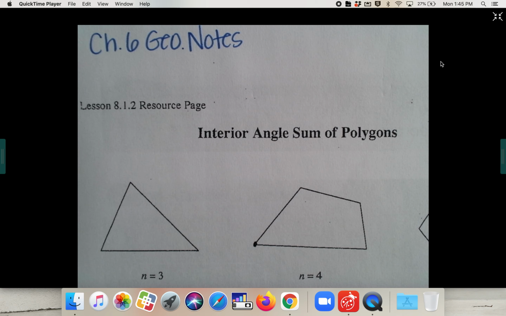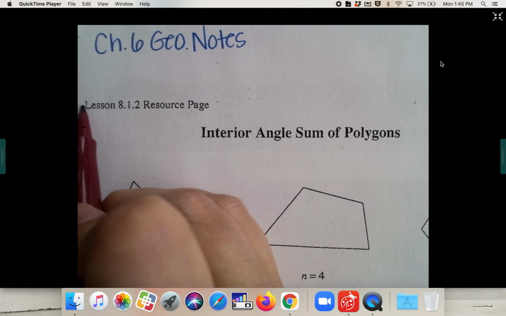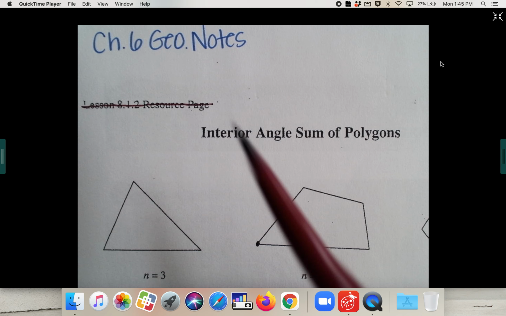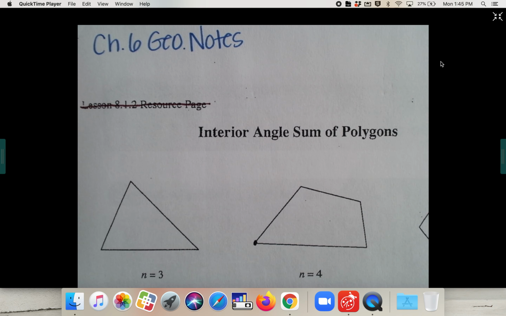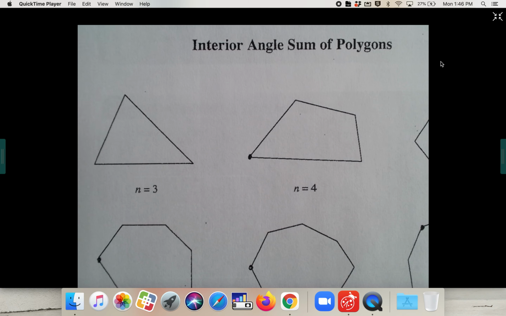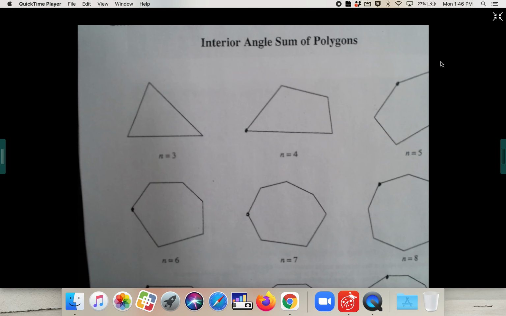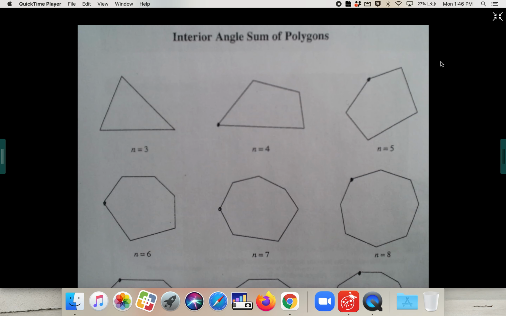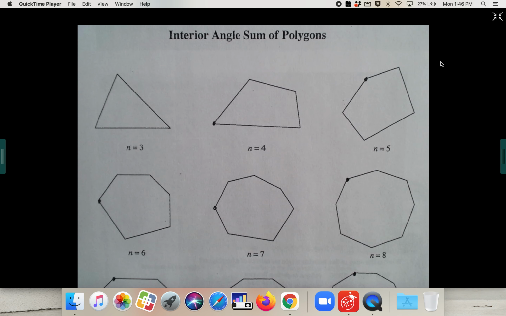We are starting chapter 6 today. I apologize for saying lesson 8, because this is actually chapter 6. But I want you to start by looking at the paper that says interior angle sum of polygons. We're going to derive the formula for how to find the sum of the interior angles of a polygon.